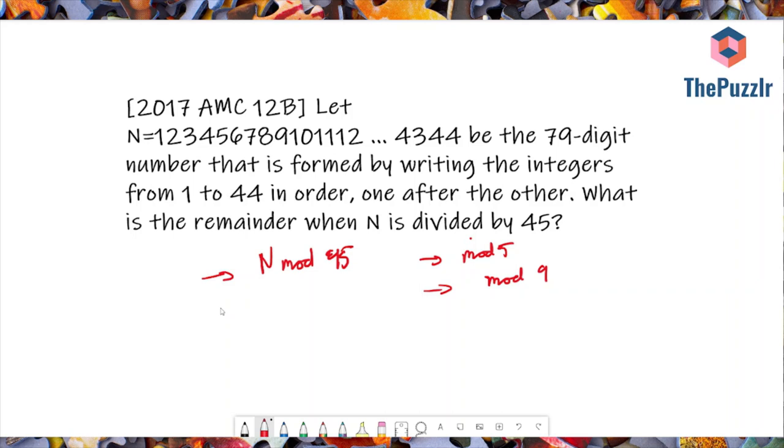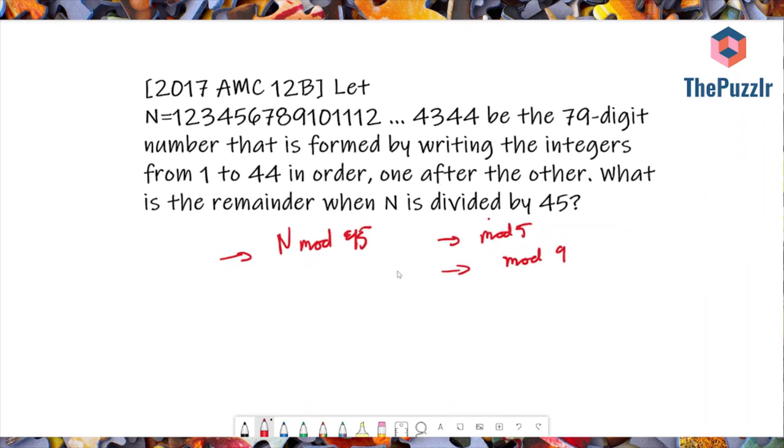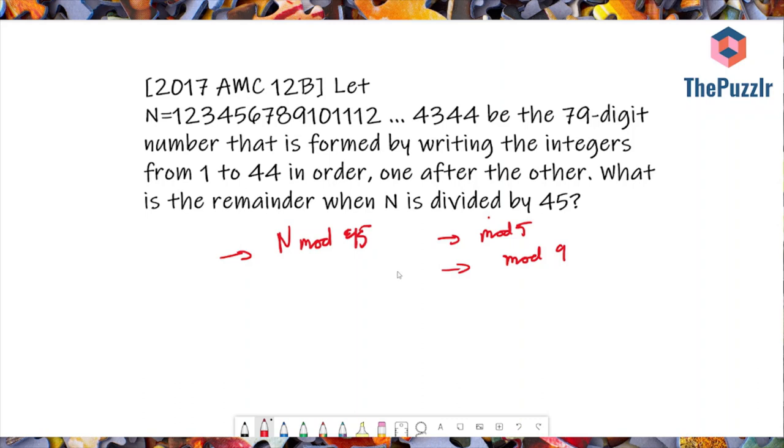It's very hard to find a number mod 45, but it's easier to find a number mod 5 and mod 9. So a number mod 5, well, you look at the last digit and you see how much greater it is than 0 or 5. The last digit here is 4. So it's 4 greater than a multiple of 5. So that means it's equal to 4 mod 5. Mod 9 is a bit trickier.